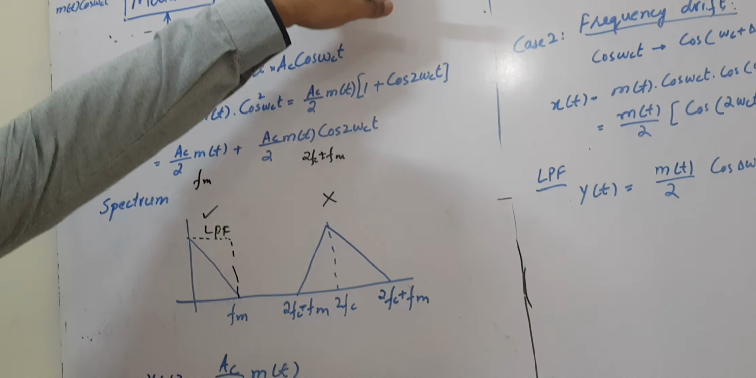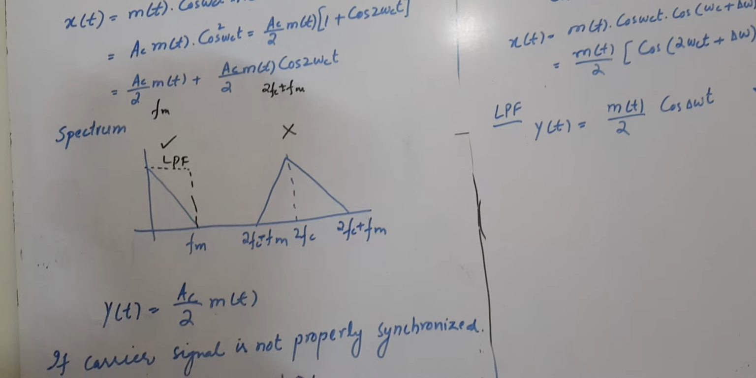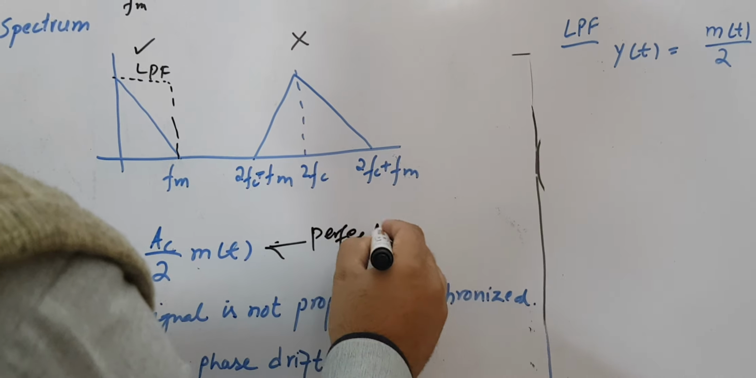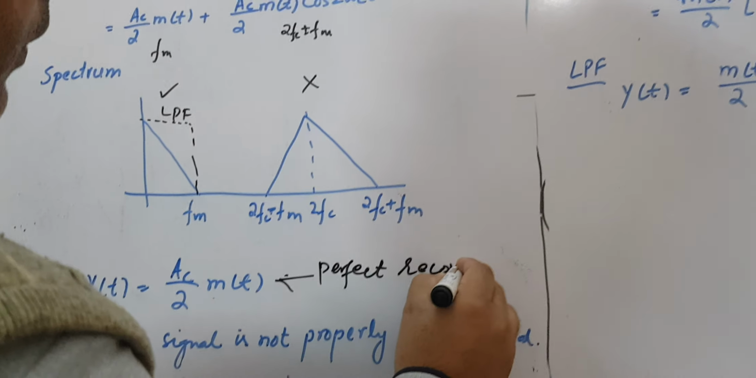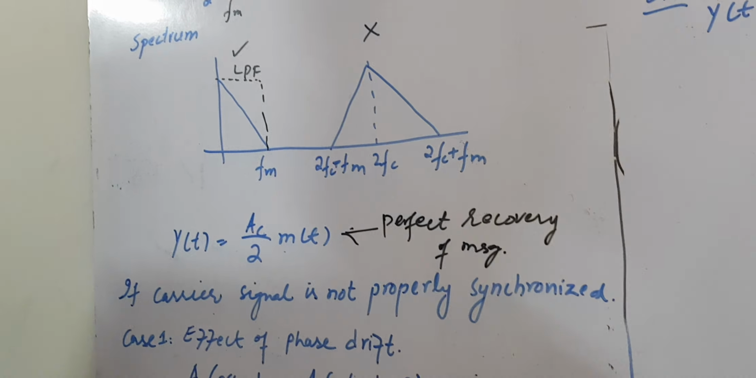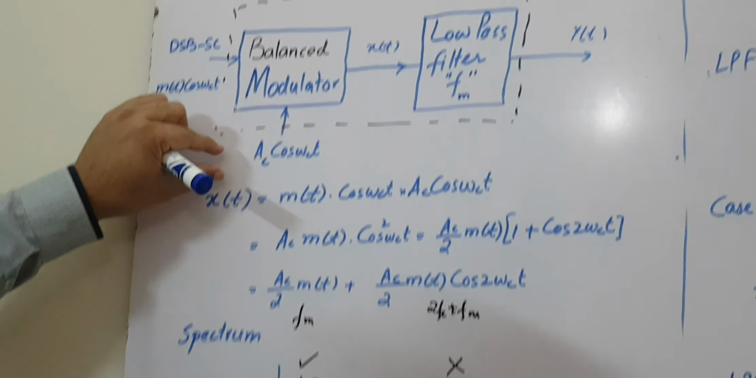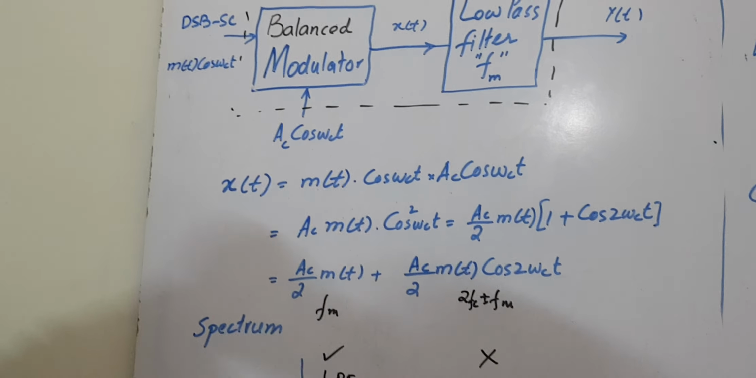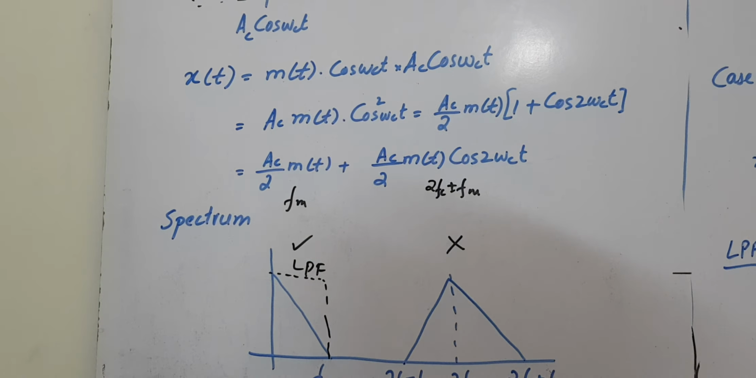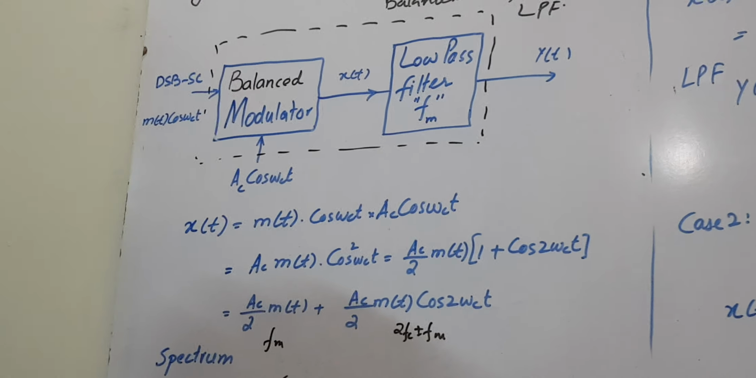The low pass filter will block this signal, and the output of the low pass filter is y(t), which equals Ac/2 m(t). So this is a perfect recovery of the message. But as I said, we have to use a synchronized local oscillator, or carrier signal. The local oscillator frequency and phase should be synchronized with the carrier signal.